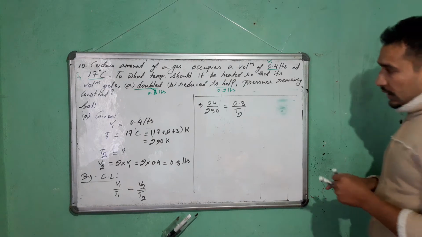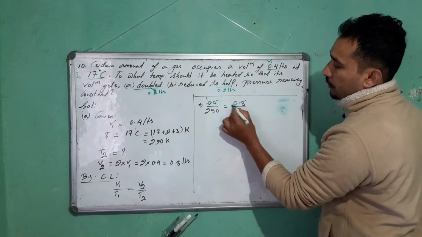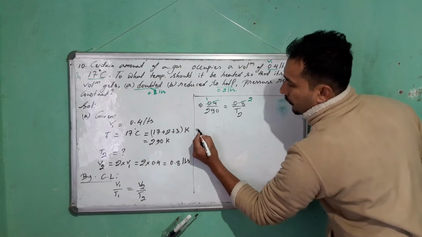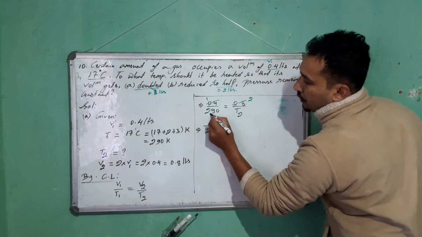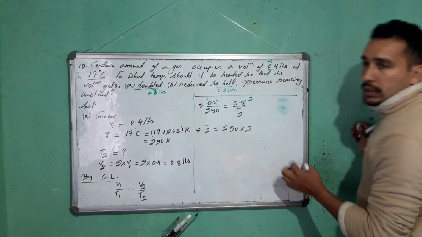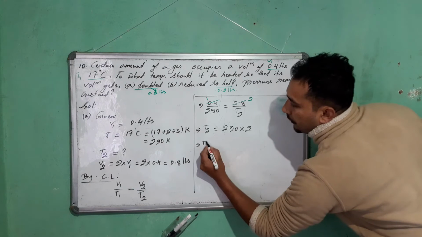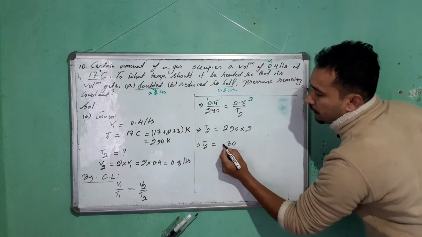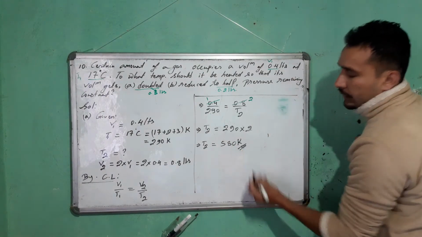So numerator and numerator you can cancel here. 0.4 into 1 is 0.4, 0.4 into 2 is 0.8. So from here you can cross multiply. T2 into 1 is equal to 290 into 2. Cross multiplication, this much you can understand. So T2 is equal to 580. This is in Kelvin. So this is your temperature.